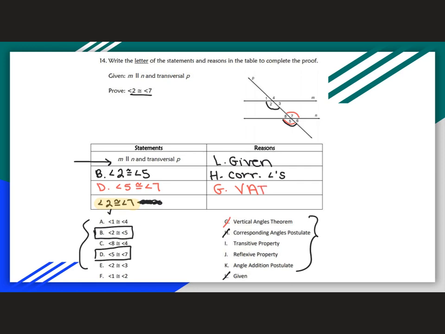Lastly, I need to just figure out the reason for the last statement. So if I read the previous three to you, I have 2 is congruent to 5, 5 is congruent to 7, 2 is congruent to 7. Hopefully that sounds really familiar, like A equals B, B equals C, then A equals C. And remember, we call this the transitive property. So I would choose I.